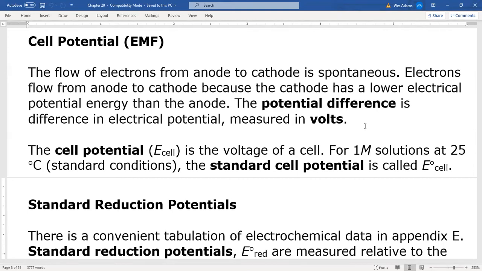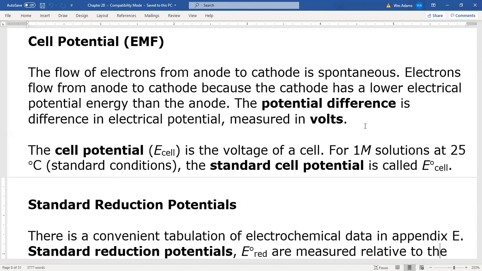That's not the amount of current, it's the tendency for the electrons to want to go from one place to another. If you want to measure how much electricity, you have to do that in amps. Volts just measures the direction of the spontaneous flow, or how much it doesn't want to go the other way.